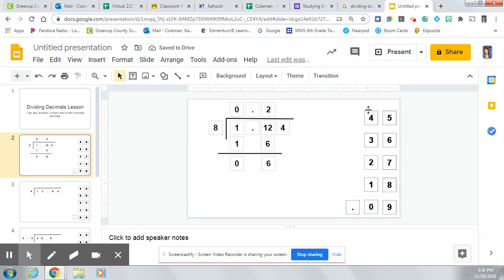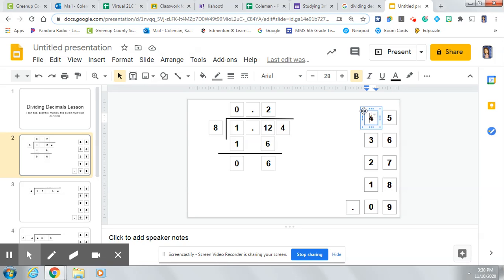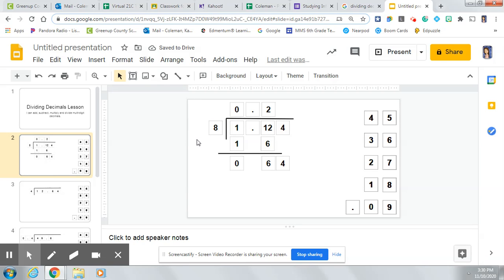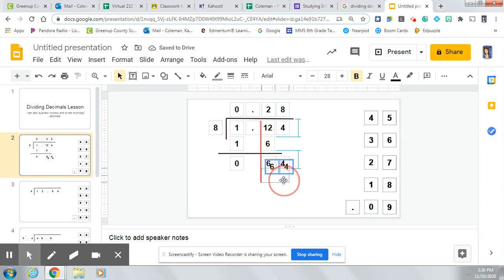And then I bring down the next digit. So now I have 64. And then I have to ask, how many times can 8 go into 64? So 8 times what equals 64? The answer is 8, because 8 times 8 is 64. So I'm going to put 8 above the 4. And then I'm going to put 64 right below it. And you can drag these digits over. I'm just copying and pasting.